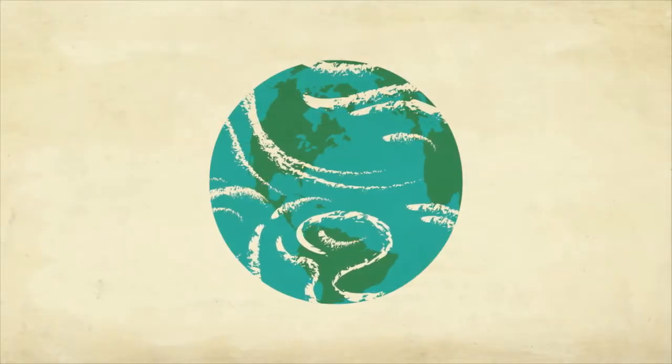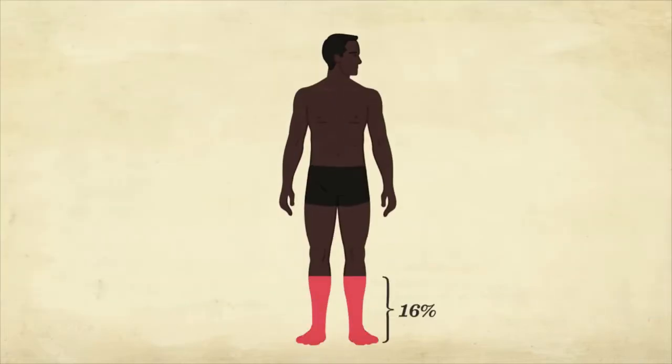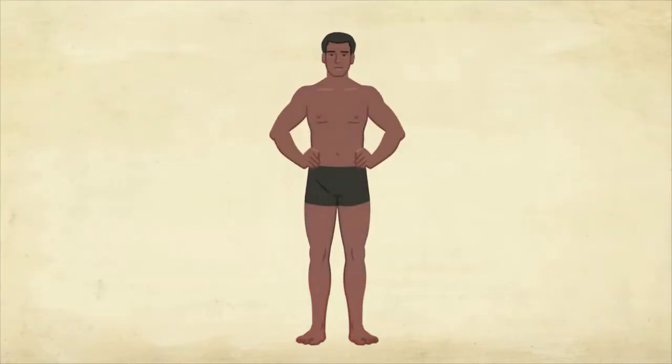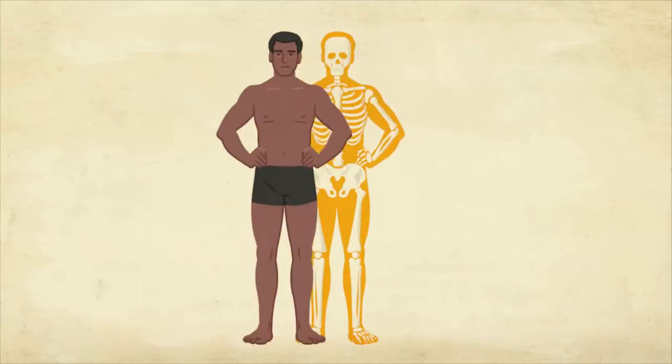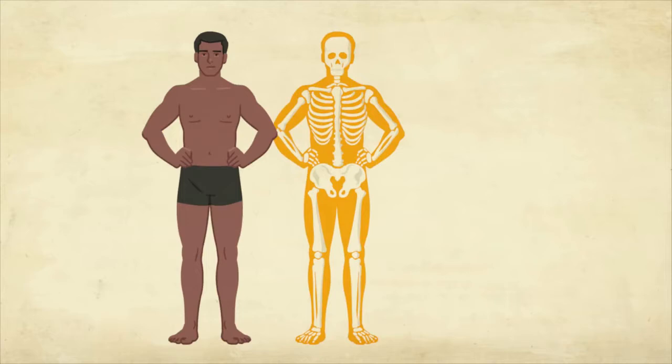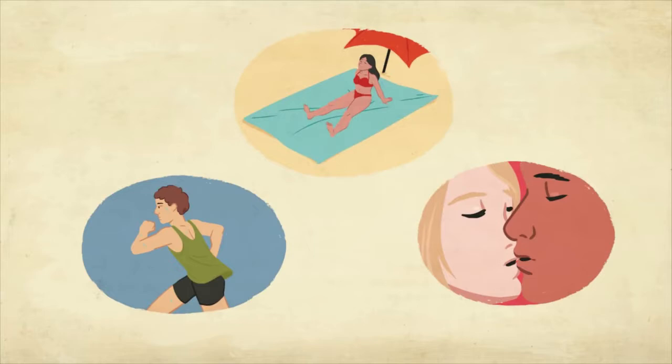Between you and the rest of the world lies an interface that makes up 16% of your physical weight. This is your skin, the largest organ in your body. Laid out flat, it would cover close to 1.7 square meters of ground. Its purpose may seem obvious, to keep our insides in. But a look beyond the surface reveals that it plays a surprising number of roles in our lives.